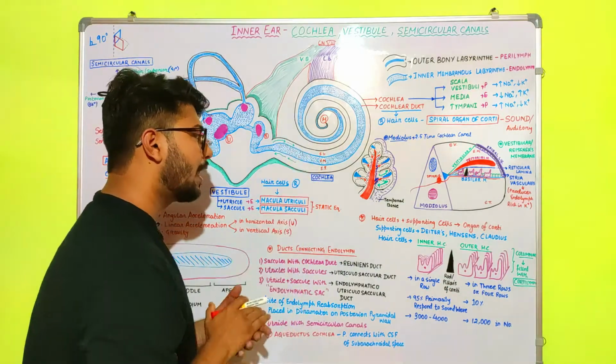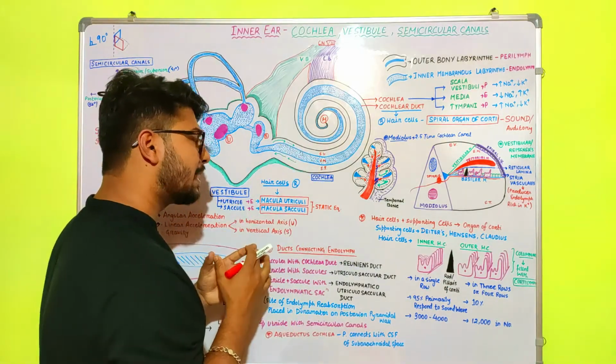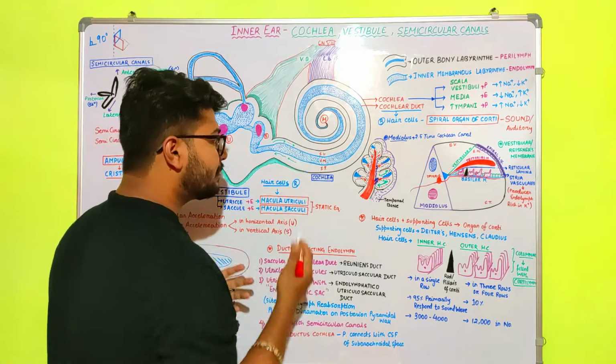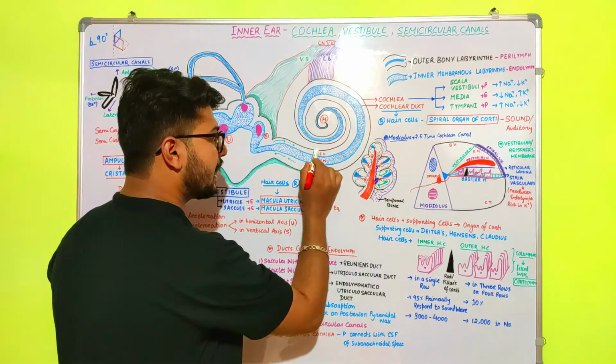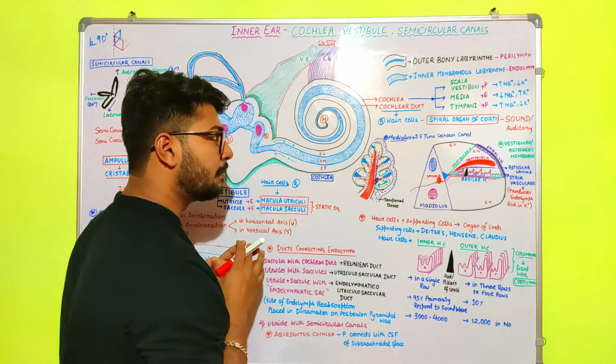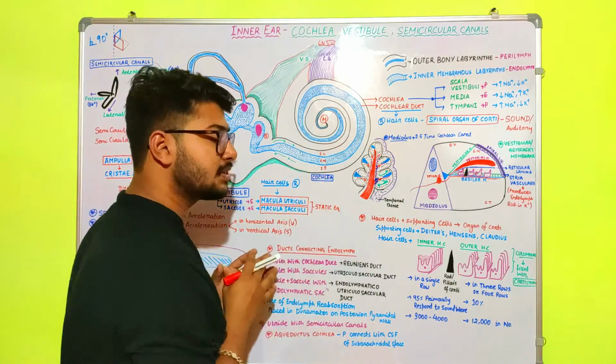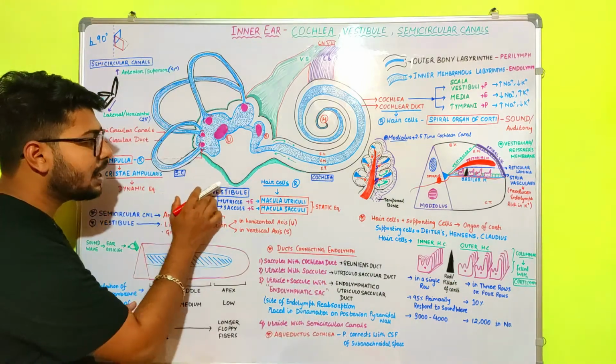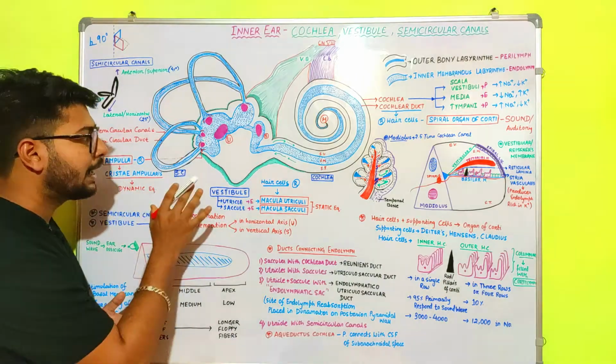This cochlea is divided into three chambers, named respectively scala vestibuli, scala media, and finally the scala tympani. So these three are the important parts of the inner ear.